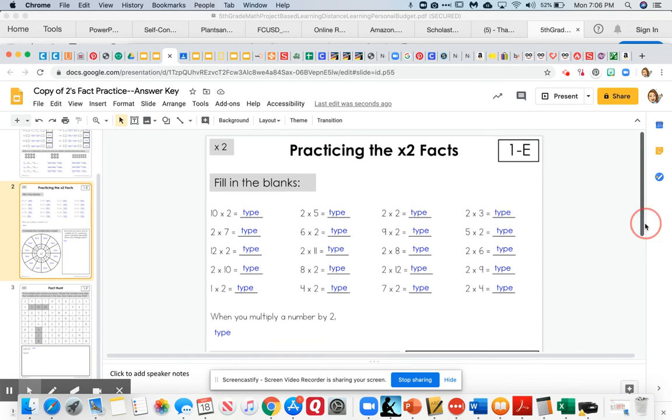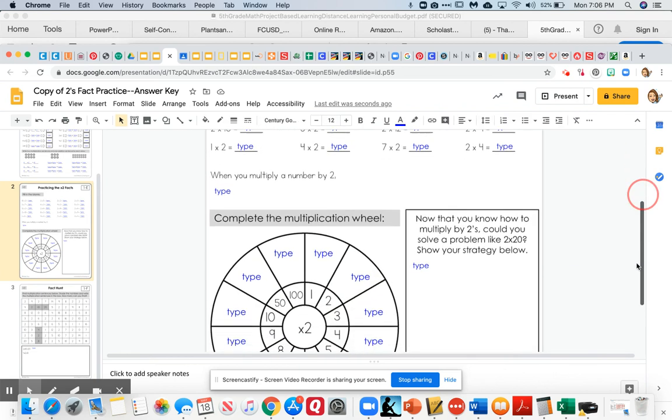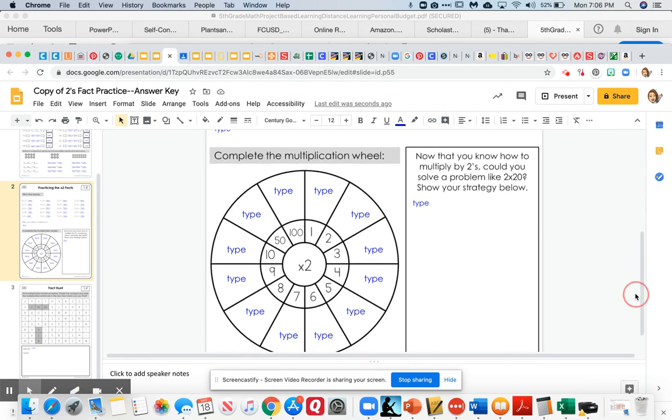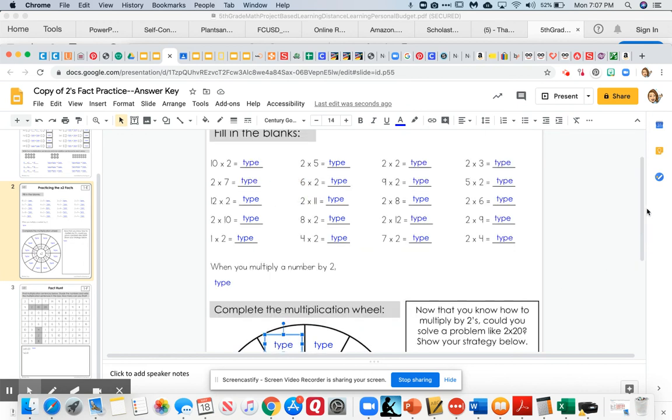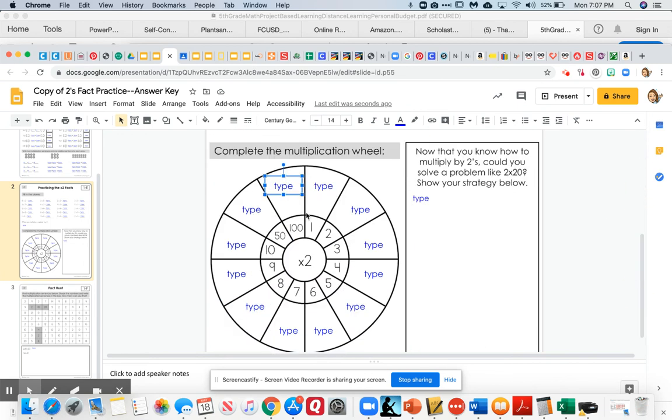And we have our facts. Again, you're just filling in the blanks, just multiplying by 2. 10 times 2 is 20. 2 times 7, 14. 12 times 2. Fill in the blanks. And then down here, fill in the multiplication wheel. So the 2 is in the middle. If I have 2 times 100, what would go here? 200, right? 2 times 50, what goes here? 2 times 10 goes here. 2 times 9, 2 times 8. So every single number on the outside is going to be multiplied by 2 in the middle.